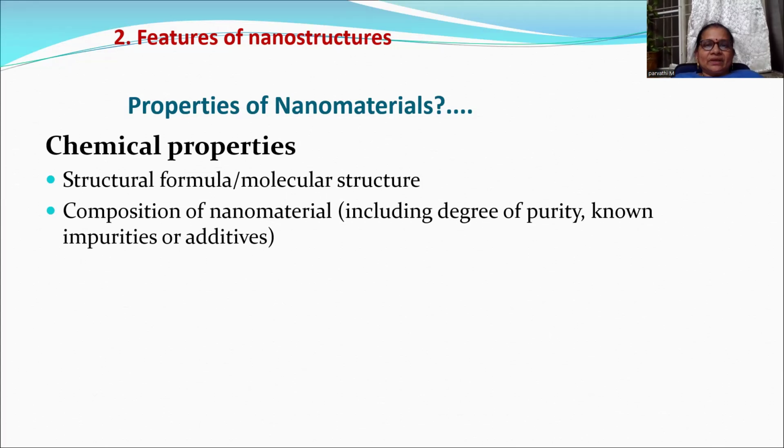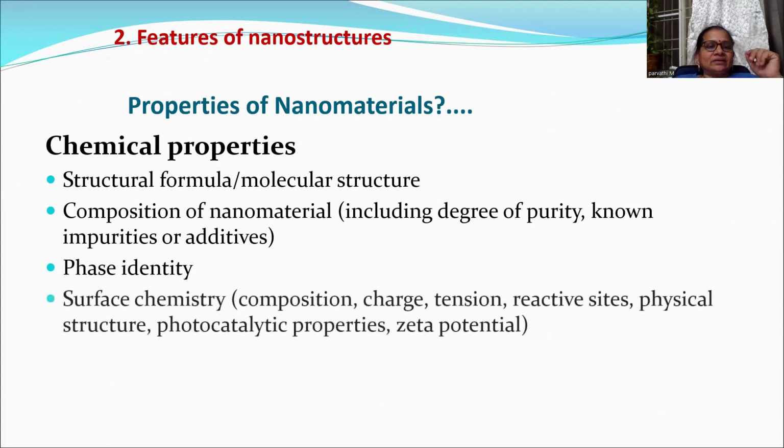And composition of nanomaterial: degree of purity and impurity, additives, and phase identity. Phase identity is like when two materials are combined, they have a different shape. The combination of two atoms may result in a third atom with a different phase.